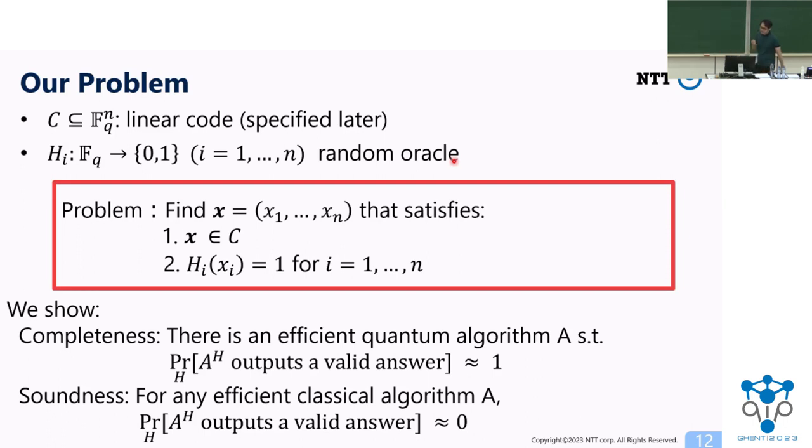I remark that we actually only need to restrict the number of queries by A, I mean the number of classical queries by A, to some polynomial function. We don't need to restrict the actual computational power of A. I also remark that here H is shorthand for the n random oracles, H_1 to H_n. And so we have to prove these two properties, and let's see them one by one.